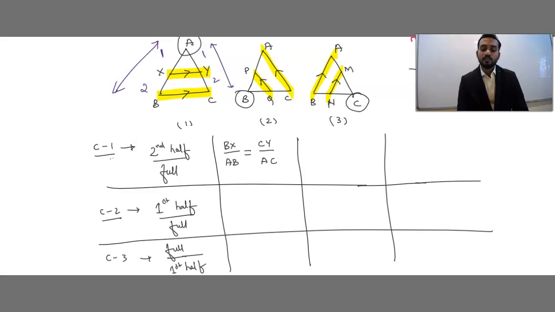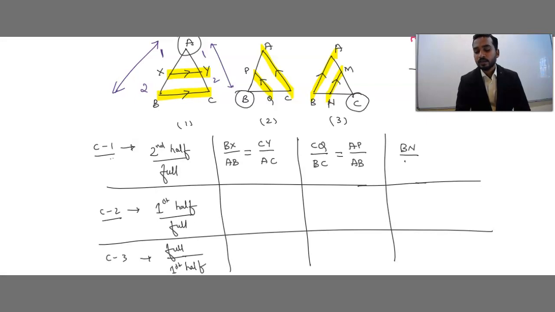Can we apply for figure 2? What is second half? Because B is the starting point, BQ is first half, CQ is second half. CQ by BC is equal to AP by AB. Can we apply for this second half by full? What is second half?